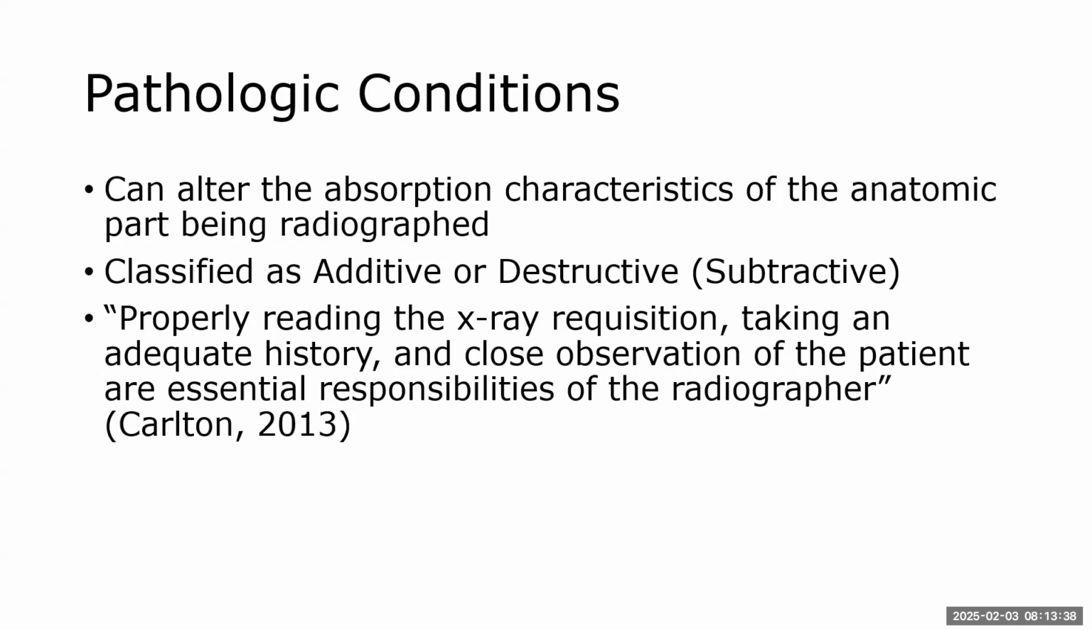Properly reading the X-ray requisition, taking an adequate history, and close observation of the patient are essential responsibilities of the radiographer. That's from the Carlton book. And what that means is that's why we stress so much about getting a patient history. Do y'all still get paper requisitions, or do you have to just see it on the computer? So it should say what their condition is. Do they have emphysema, atelectasis, or pneumonia, or whatever? Because those pathologies can affect the absorbing characteristics of the part.